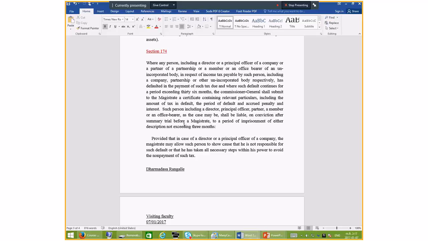Again, where any person, including a director or a principal officer of the company, or partner of a partnership, or member or office bearer of an unincorporated body, in respect of any income taxable by such person, including a company, partnership, or other body, has defaulted in payment of such tax due, and where such default continues for a period exceeding 36 months, the Commissioner General shall submit to the magistrate a certificate containing the relevant particulars, including the amount of tax in default, the period of default, and accrued penalty and interest. Such person, including director, principal, partner, member or office bearer, as the case may be, shall be liable on conviction after summary trial before a magistrate to imprisonment of either description not exceeding 3 months.